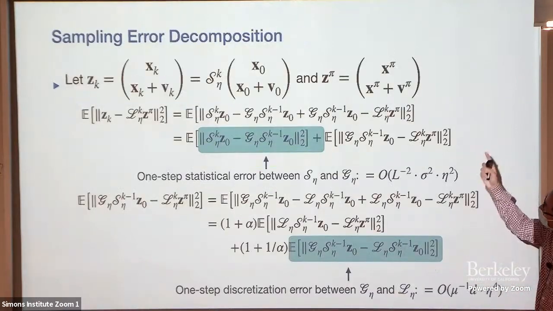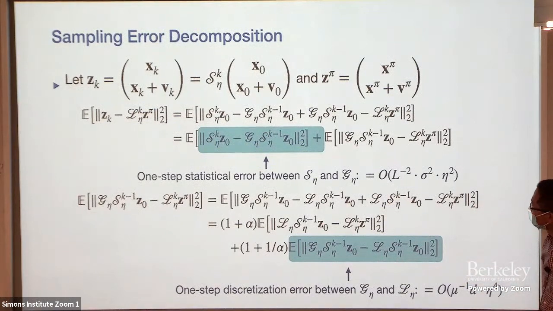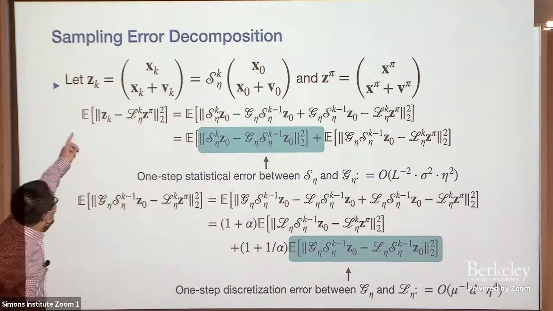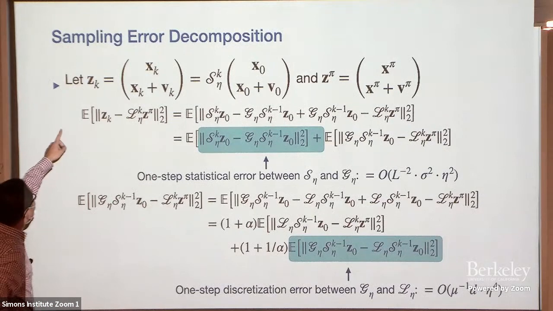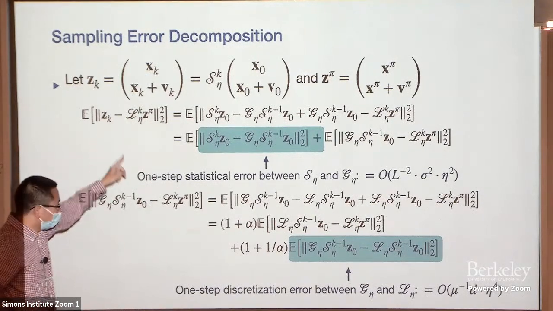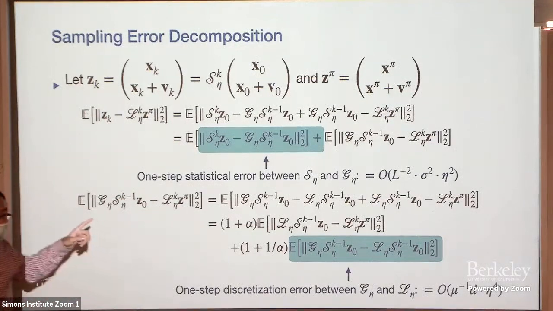Okay, and we can do a similar sampling error decomposition, which I'm not going to repeat here. But I want to mention that this Z_k you need to define in a slightly different way. So this Z_k is a concatenation of X_k and X_k plus V_k. This is also shown in the Chen et al. paper, because they found that by constructing this kind of augmented parameter, you can have some metric that will lead to contraction.